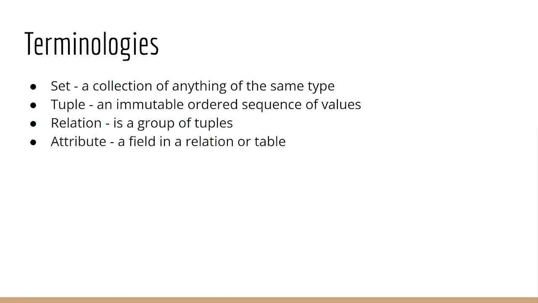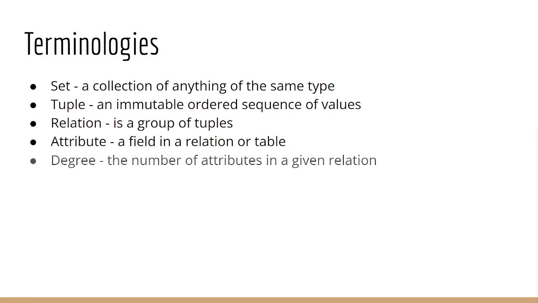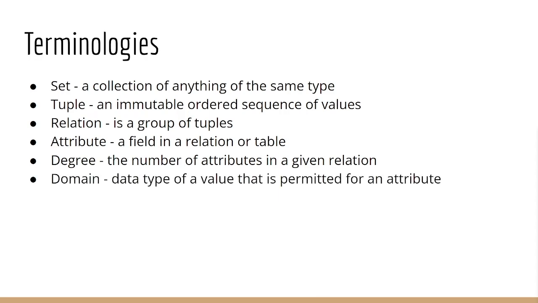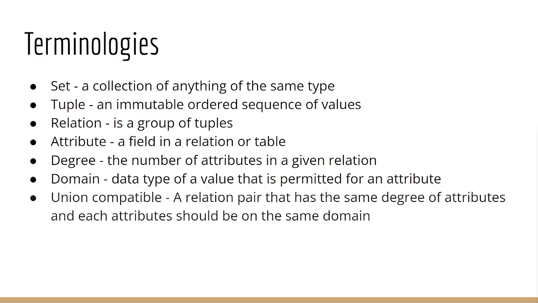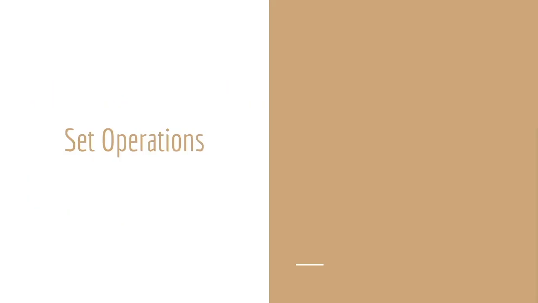While an attribute is a field in a relation or table. Degree is the number of attributes in a relation. Domain is the data type of value that is permitted for a given attribute. While union compatible is a relation pair that has the same degree of attributes and each attribute is on the same domain. Set theory operations are the standard mathematical operations on sets.